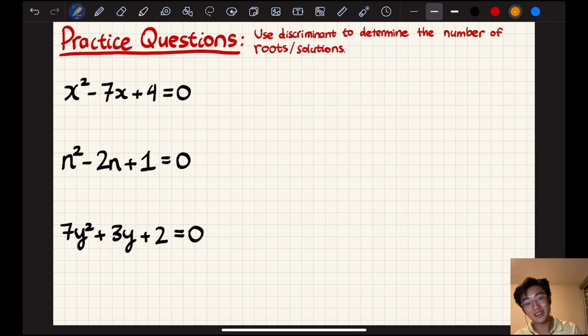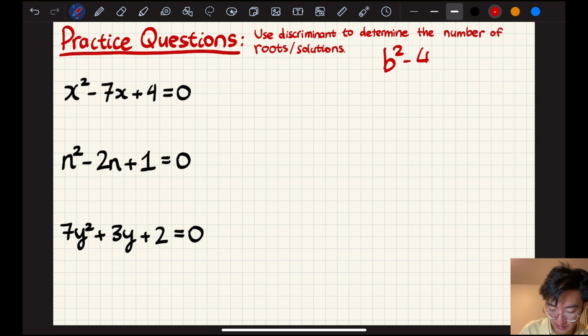Okay, with that being said, let's try some exercises. So pause the video here and try those questions out yourself. All we are doing here is to use the discriminant. So once again, I'll write it out again: b squared minus 4ac. Using that to figure out how many solutions each question has. We don't need to solve them yet. We just need to figure out how many solutions they have. Okay, so hopefully you took a crack at the questions.